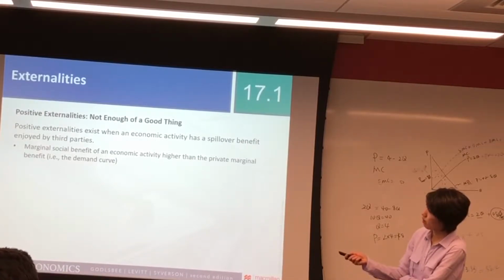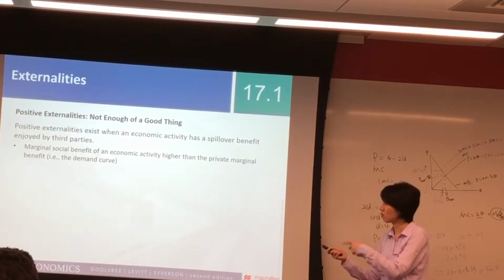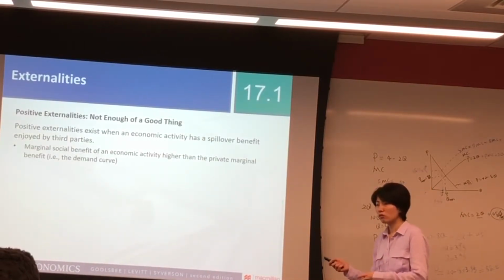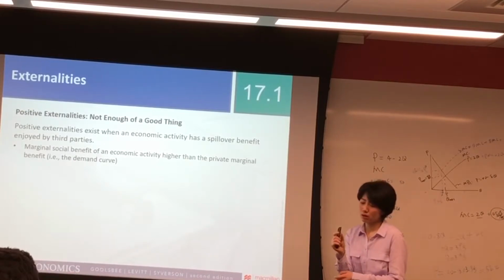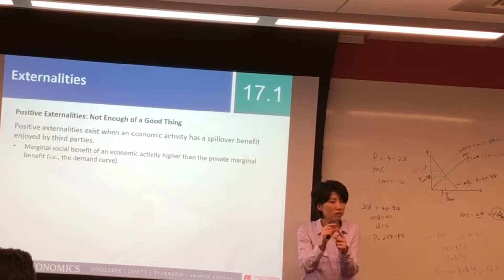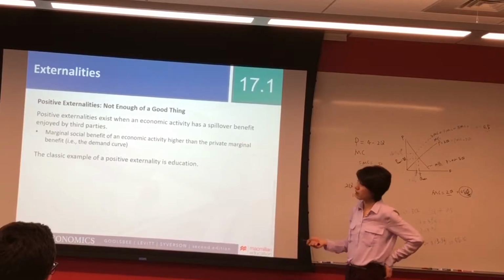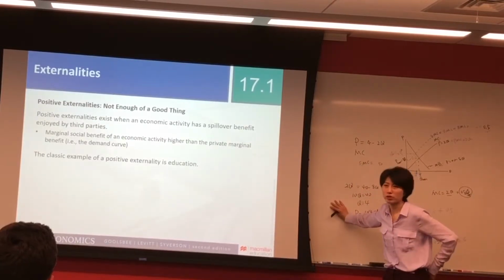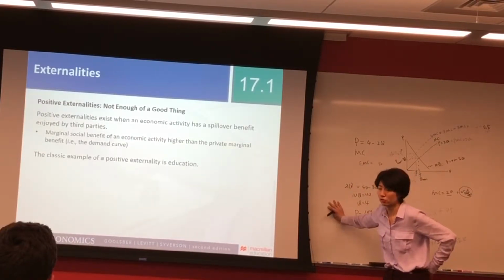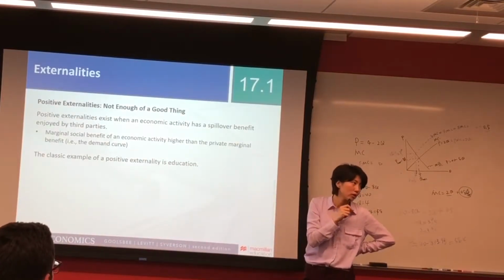Okay. The marginal social benefit of an economic activity is higher than the private marginal benefit. So for each unit of output produced or purchased, the social benefit is higher than the private benefit. The classic example of a positive externality is education. That's why we all have free education. Education is a very classic example of positive externalities.